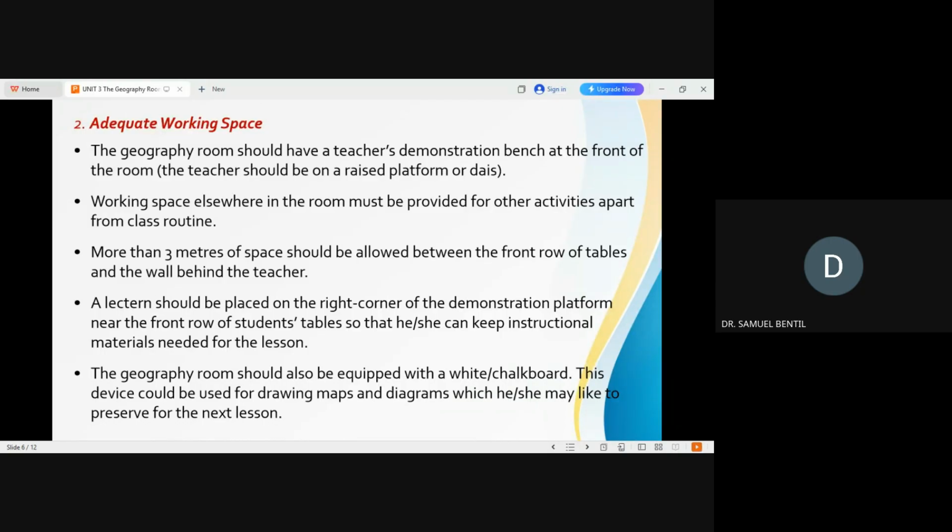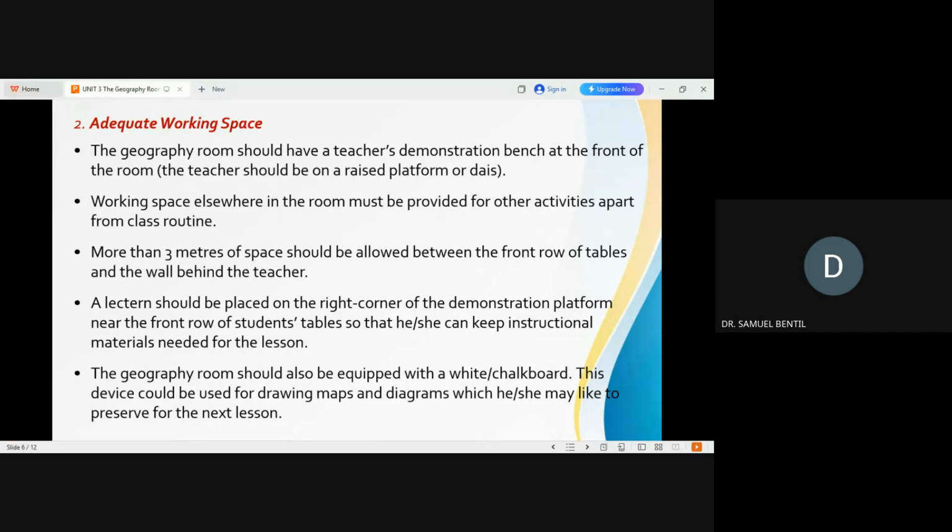When you get the material, there's a diagram of that nature that gives you more or less an outline of the geography room.